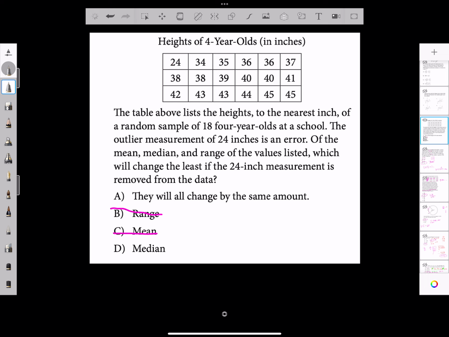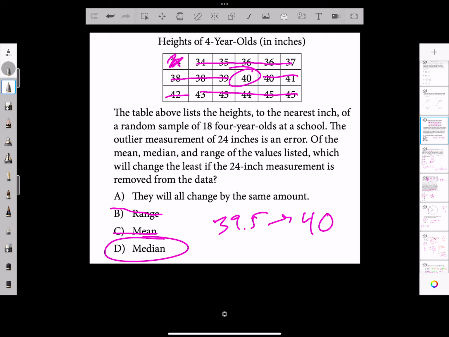The median, however, remember, the median is the middle number. So if I cross off the first 5, cross off the last 5, I can see my median to start is going to be 39.5. But if I get rid of the 24, so now my median, cross off the first 5, cross off the last 5, cross off the next 3 and the last 3, and my median is 40. So it only went from 39.5 to 40. Very, very small change. So the median is the answer.